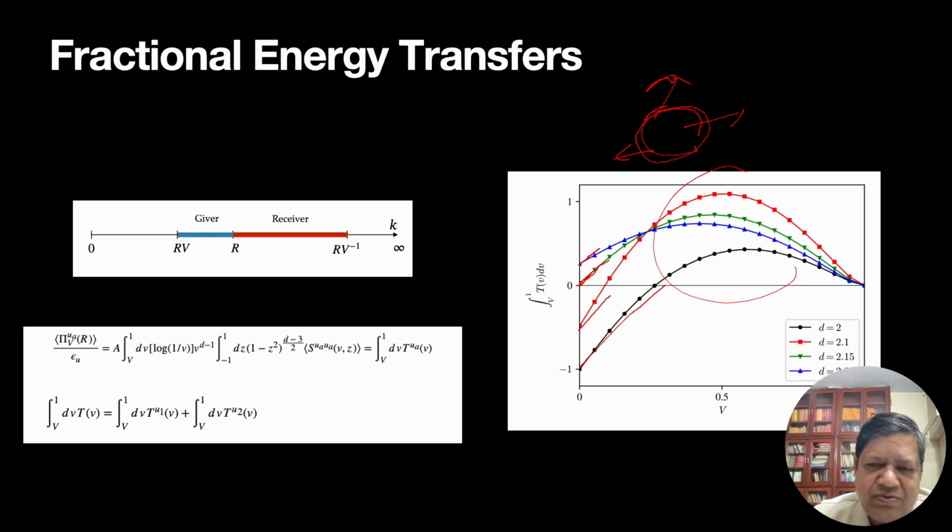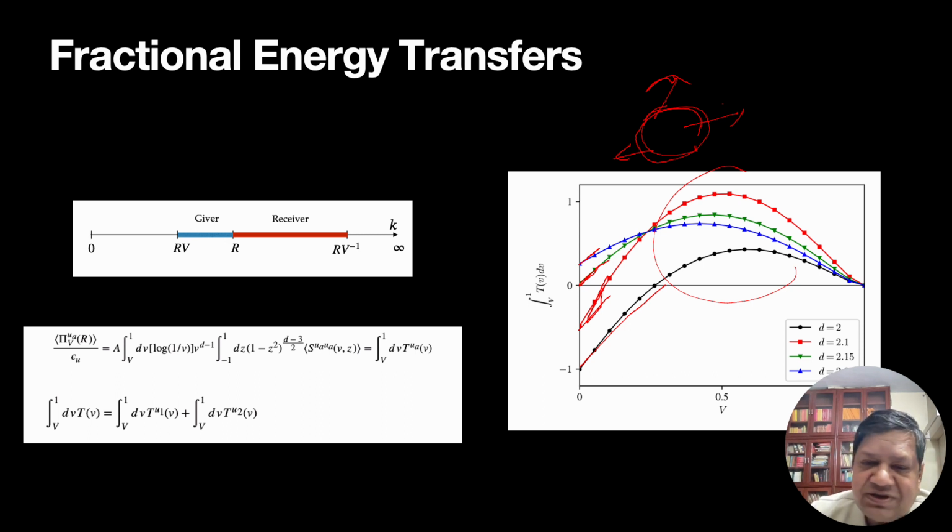But for d equal to 2.1, there is an inverse cascade. Overall, energy is flowing in for d equal to 2.1. But at 2.15 it is 0, and anything above 2.15 it is positive. So at 2.5, there is no energy going out of the sphere.